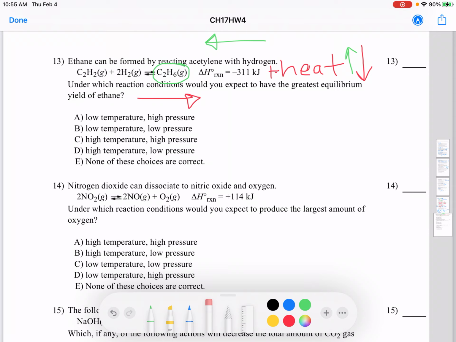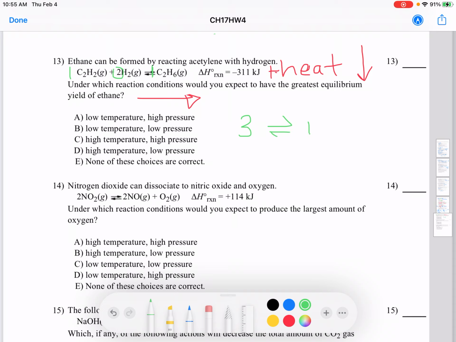Okay. All right. So the next one is pressure. How can we look at the pressure component? To look at the pressure, we have to look at the number of moles. Remember, there is a relationship between pressure, volume, and number of moles. Here we have 1 mole of acetylene and 2 moles of hydrogen, giving you 1 mole of C2H6. So basically 3 moles in the reactants and 1 mole in the product, 3 to 1.